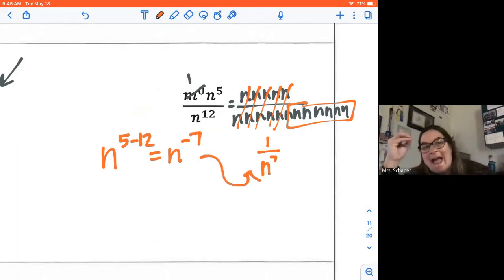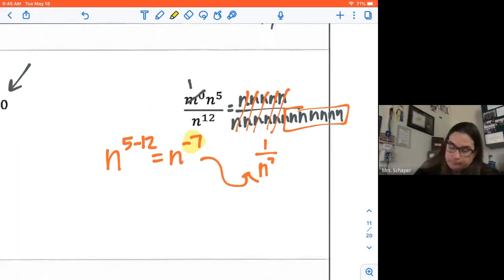To make an exponent positive, and I want to be very clear, we're talking exponents here. We're not talking the base, we're talking the exponent. To get the exponent positive, you move it to a different part of the fraction.